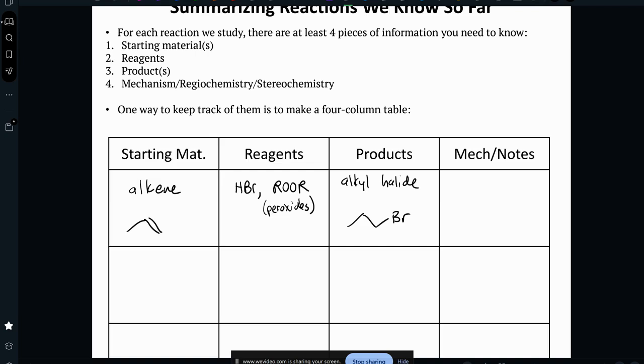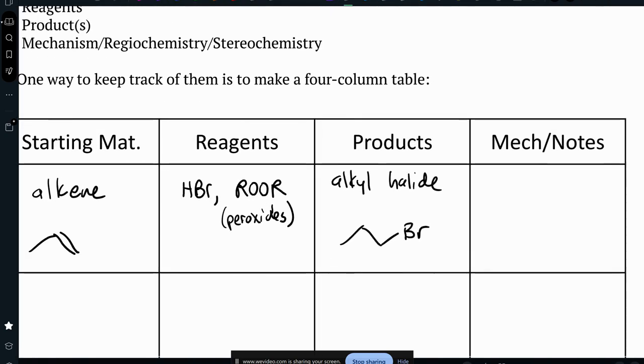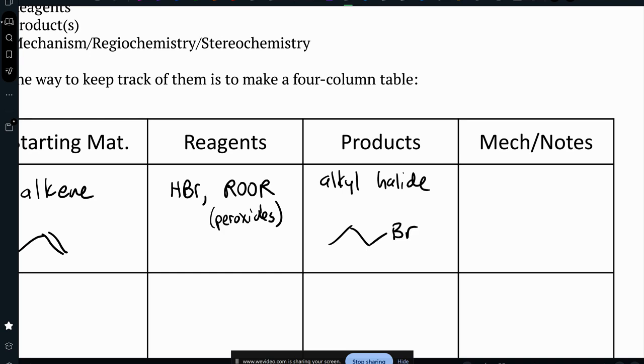And then additionally, the things that I want to know about this, the mechanism, I would want to know that this goes through a radical mechanism, that it gives anti-Markovnikov addition. Another way to say that is Br to the less substituted carbon.